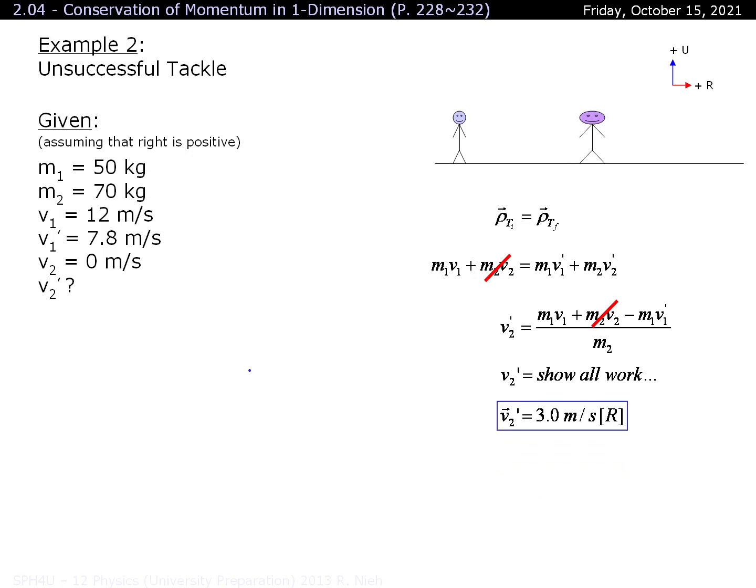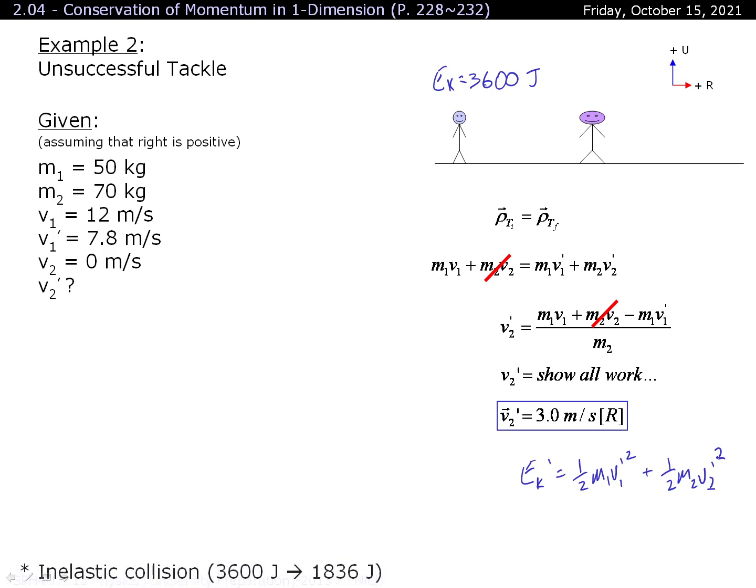Once again, we can go through the calculations of kinetic energy. So we find out what the EK is of this example. It's still the same as before, since it's the same first object that's moving at 12 meters per second. That translates to 3,600 joules. And if we do the calculation of the total energy afterwards, and remember, it's the total energy, so EK' is equal to 1/2 m1v1' squared plus the second object, since that's now moving, m2v2' squared. I've done the calculation earlier, and this drops down to 1836 joules. Alright, so this is another example of an inelastic collision.